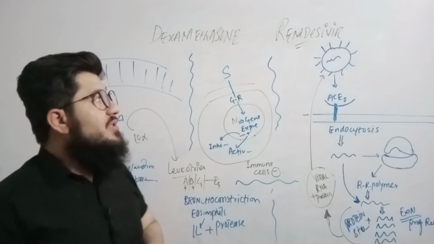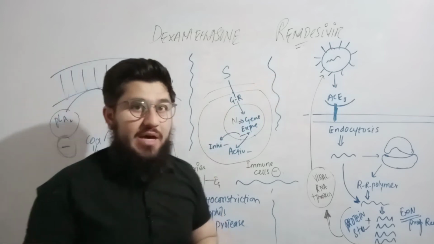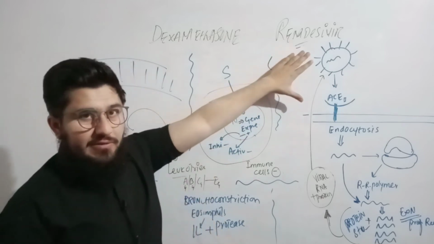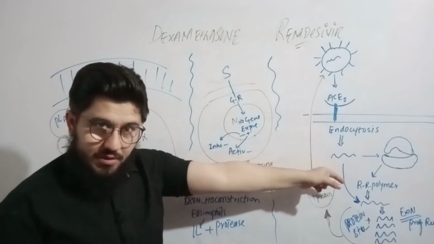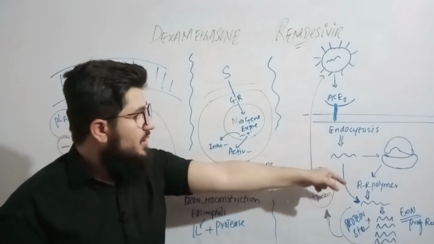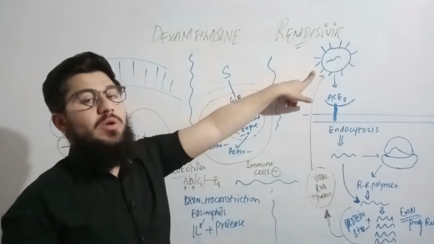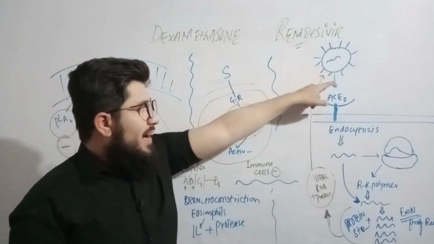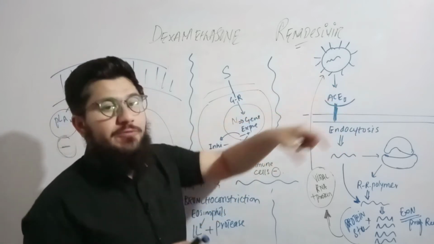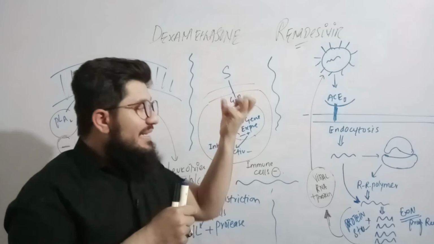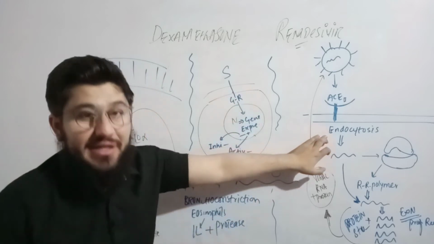Now let's come towards remdesivir, how it is going to interact. Very simple. First of all, let's know how the COVID virus enters the type 2 pneumocytes. Here we have the coronavirus. With its spikes, it will bind to the ACE2 receptor of the type 2 pneumocytes, then it will be internalized, endocytosis will be done.